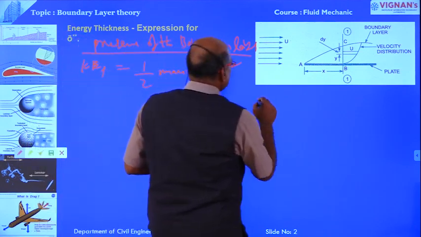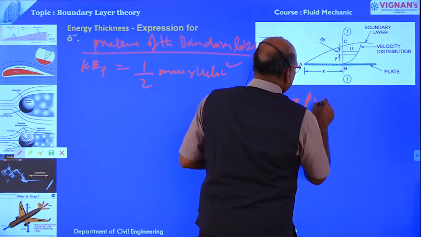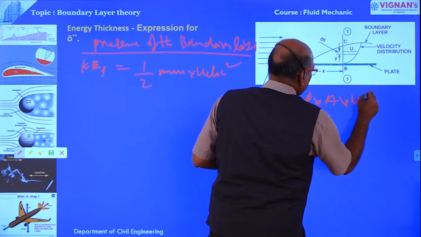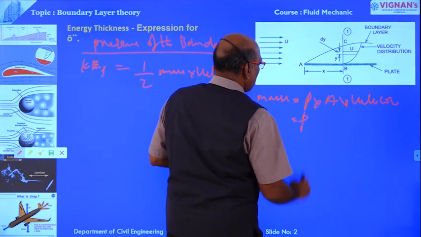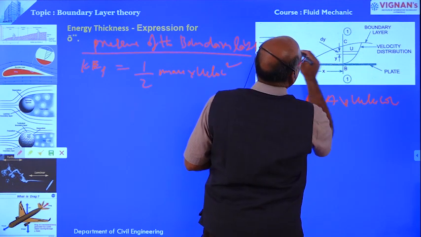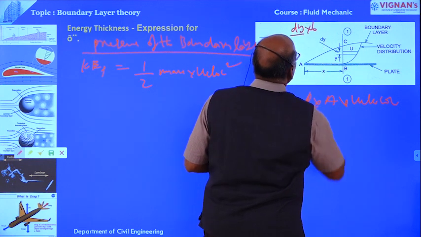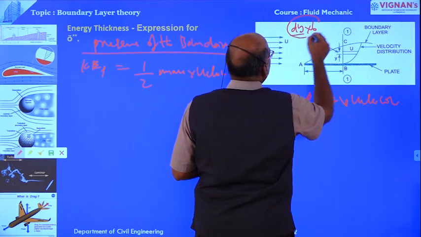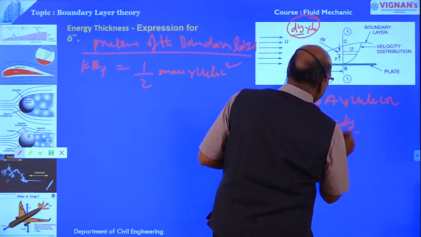Right, what is mass? Mass equal to mass density into area into velocity. Mass density is denoted by rho, into area. Area is equal to depth of this strip, dy, times width of the strip, b. Therefore b into dy is the area.